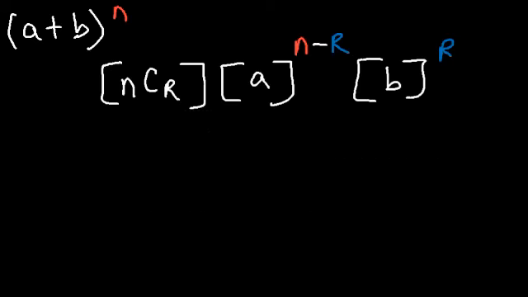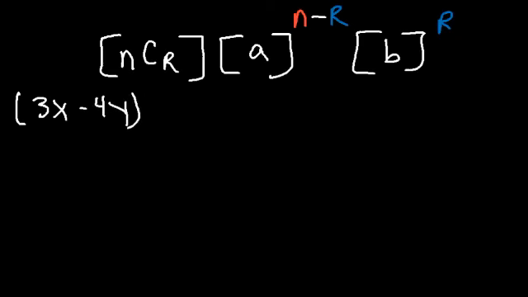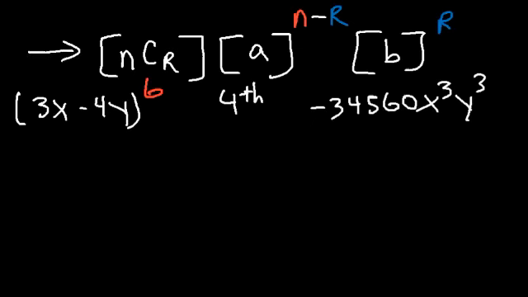So let's go back to our original problem, which was 3x minus 4y raised to the 6th power. And in the last example, we wanted to find the fourth term. Now keep in mind, we knew that it was negative 34,560 x cubed y cubed. You can rewind the video and confirm it if you want to. But let's use this expression to get this answer directly.